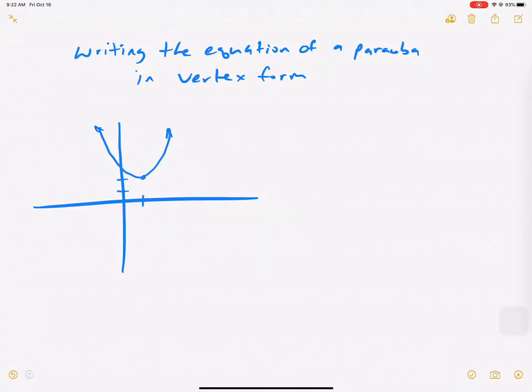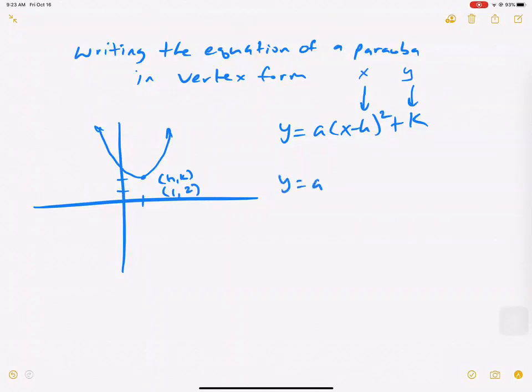So automatically, our vertex form is a(x minus h) squared plus k. That is our form that we're going to use to set up these easy parabolas because we just have to plug in our h and k, which is our vertex. And in this case, my h is 1 and my k is 2. So as we fill out our h and our k, y is equal to a(x minus 1) squared plus 2.